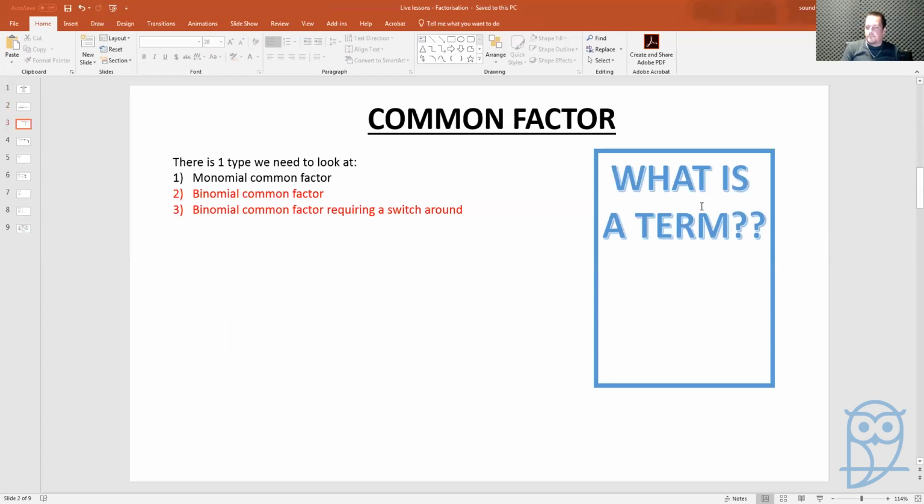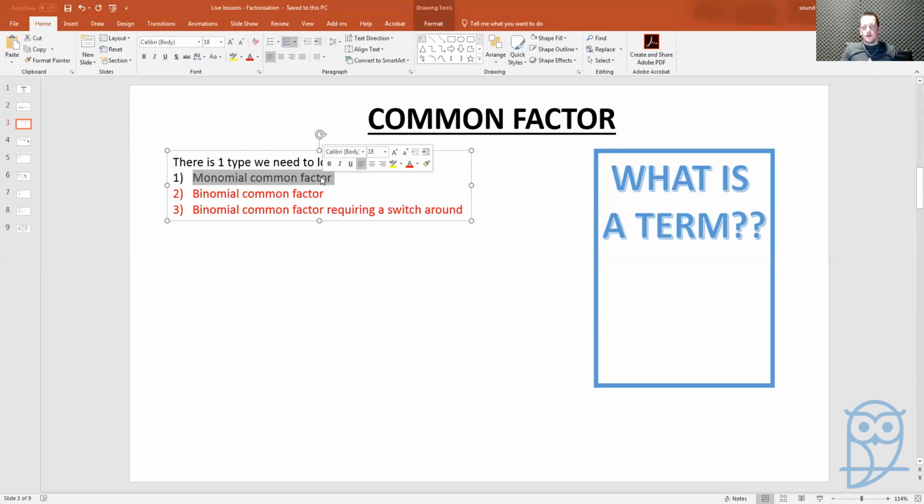What's a term? So I can say, great, get one term, but what's a term? Well, we're going to start looking at a common factor, because that's the first type of factorization you're going to do. And we only need to look at one type, a monomial common factor. Now, you may never have heard of the word monomial before. Don't worry, I'm going to explain it all. The 2 bits in red are the kinds of common factors you're going to be dealing with next year when you come to your IGCSE course.